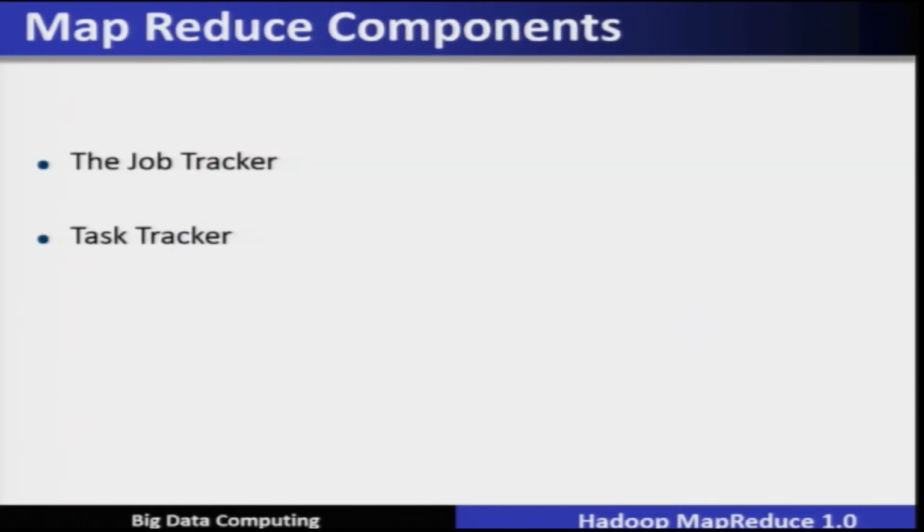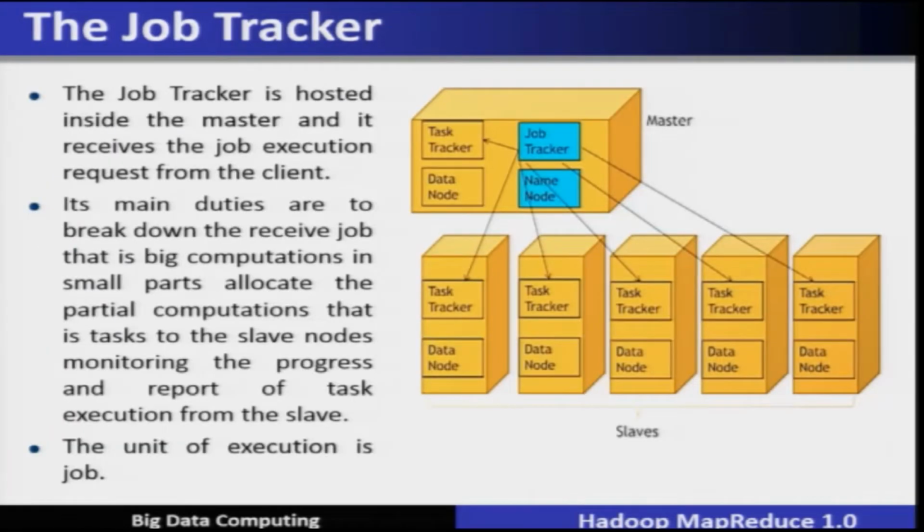MapReduce has two major components. One is called the job tracker, the other is called the task tracker, and the scenario of the job tracker you can see here in this particular diagram. So, this is the job tracker, which is a part of MapReduce version 1.